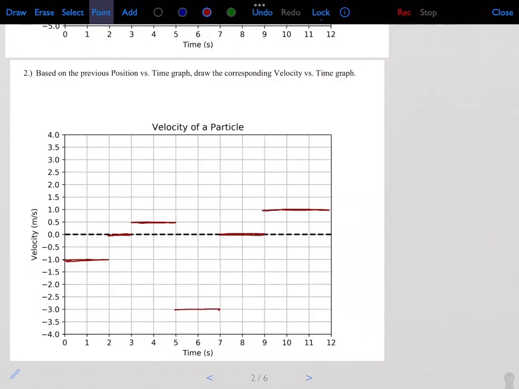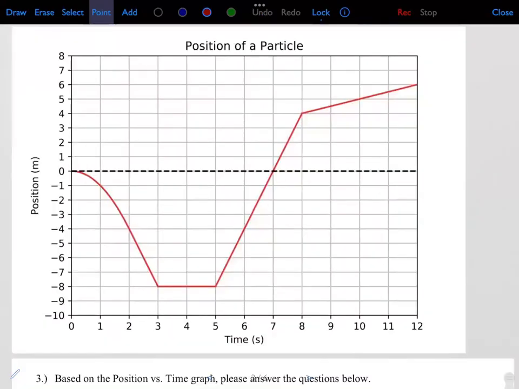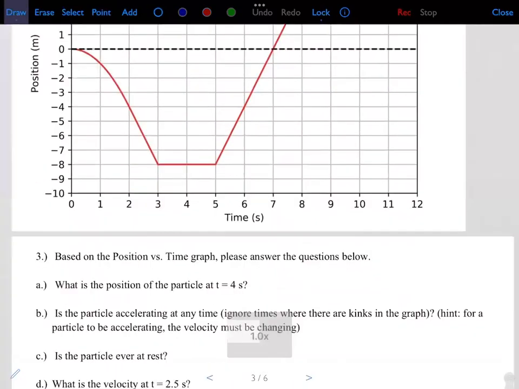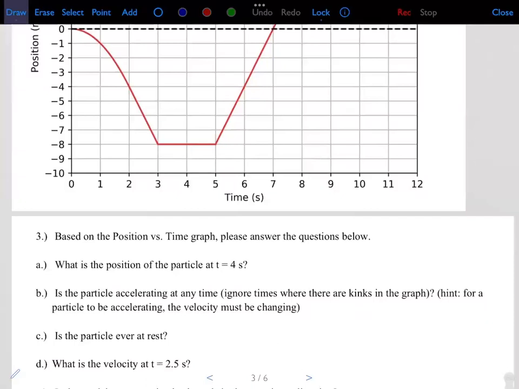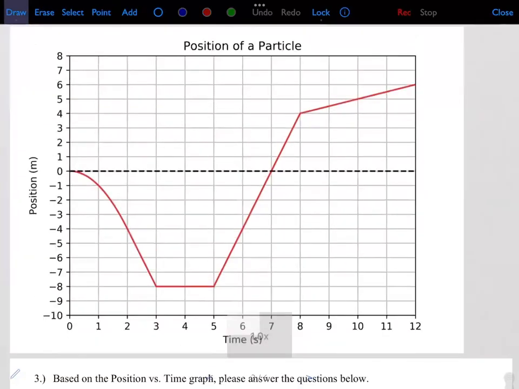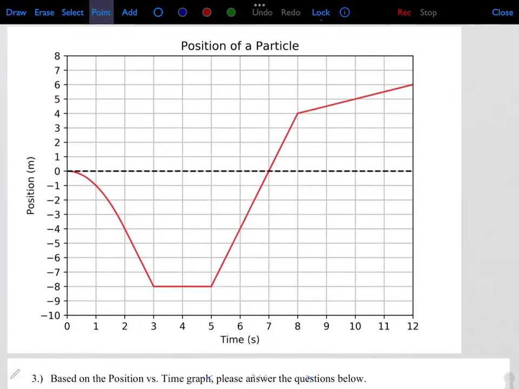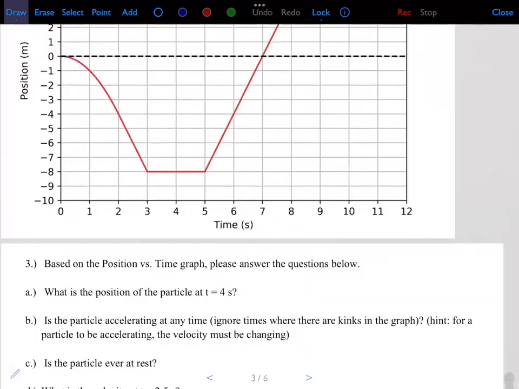Okay, next. Here's another position versus time graph. Let's answer questions about this graph. What is the position of the particle at 4 seconds? Well, I can just read it off directly, right? It's a position versus time graph, so I go to 4 seconds and read it off. It looks like it's -8 meters. So this will be -8 meters.